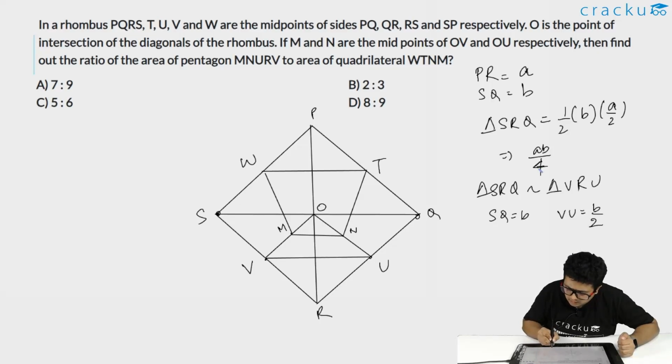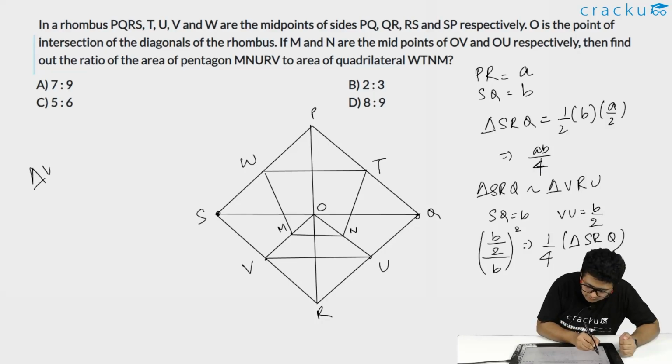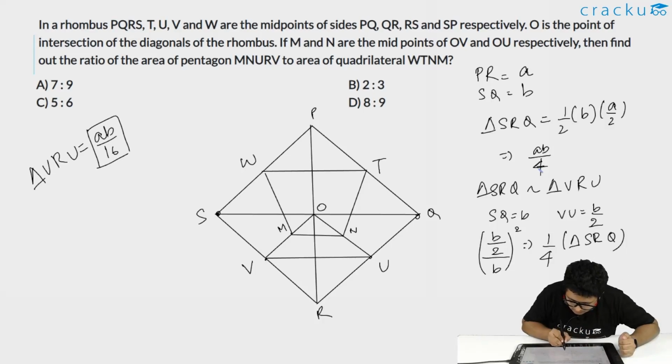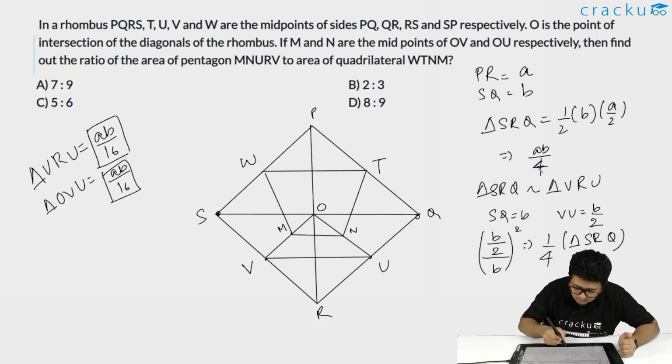And now that we know, the area of the triangles will be proportional to the square of the ratio of the sides, right. So it will be 1 by 4th of the area of triangle SRQ. So triangle SRQ being AB by 4, triangle VRU will be 1/4 that, so AB by 16. Triangle VRU will be AB by 16, and again by symmetry OVU will be AB by 16. It's symmetrical, it's literally the mirror image of that.